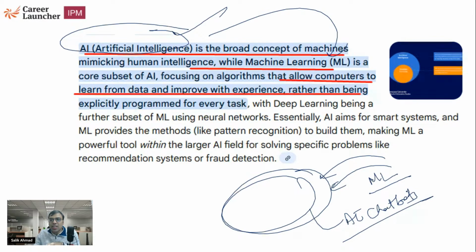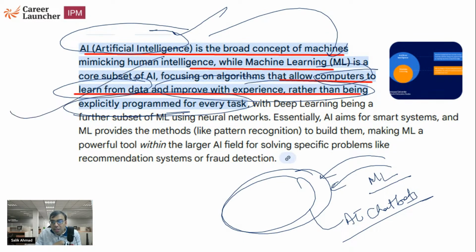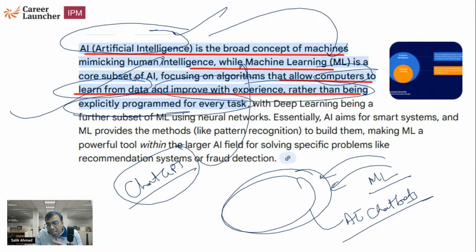So they learn through it, right, and they allow computers to learn from data and improve the experience rather than being explicitly programmed for every task. So over a period of time it keeps on improving. Like we say ChatGPT has improved over a period of time. Why? It has itself searched a lot of things and learned, okay, not like this, like this. So over a period of time it is improving itself through machine learning. Through the experience it is learning and accordingly it is improving itself, right.